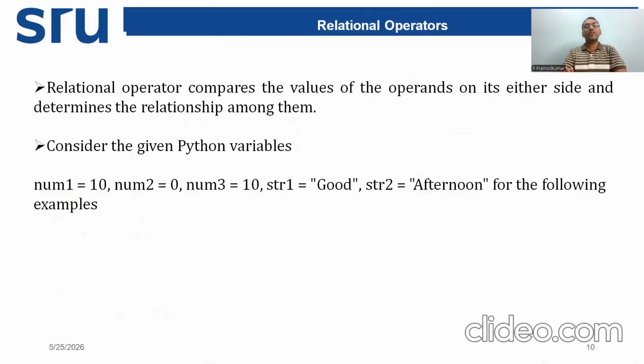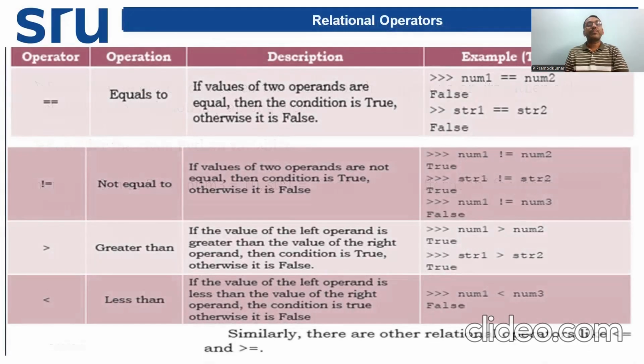Then here are some examples. Before I explain the examples, first I want to consider certain values with the variables, where number 1 I am considering as 10, number 2 as 0, number 3 again as 10. String 1 I am considering as good, and string 2 as afternoon. With these, I would like to explain the relational operators. How many relational operators do we have? Python supports 6 relational operators. Of course, in this chart, I have shown you only 4, but at the bottom, you can find 2 more.